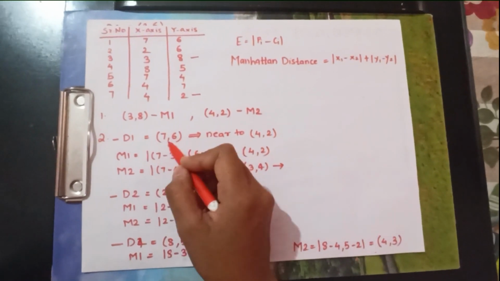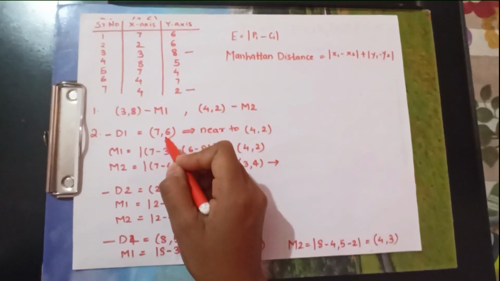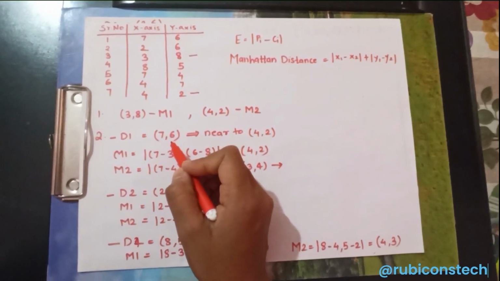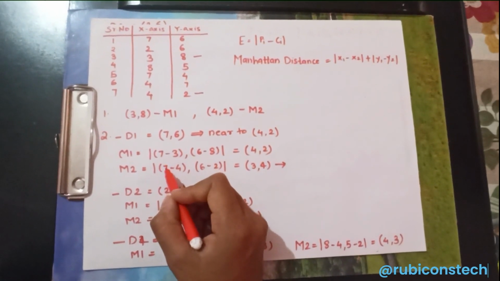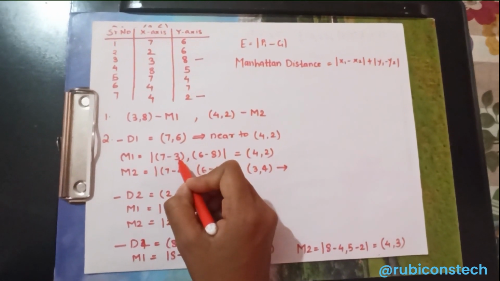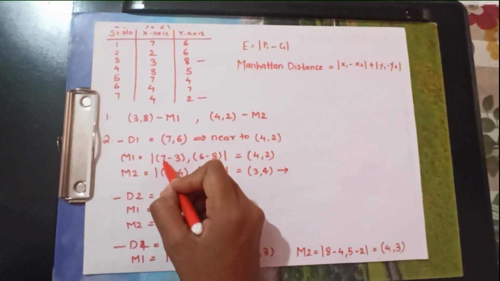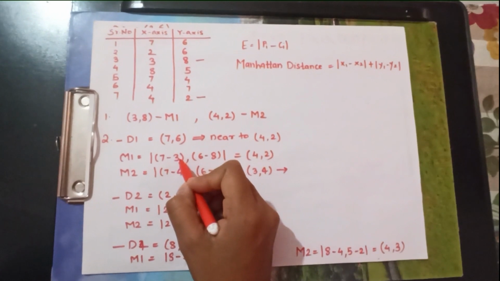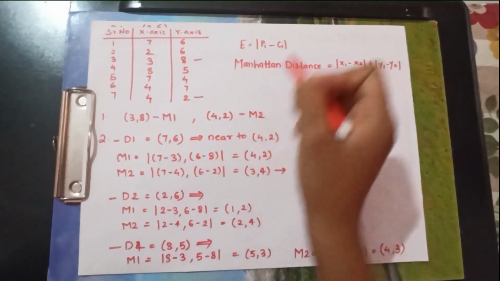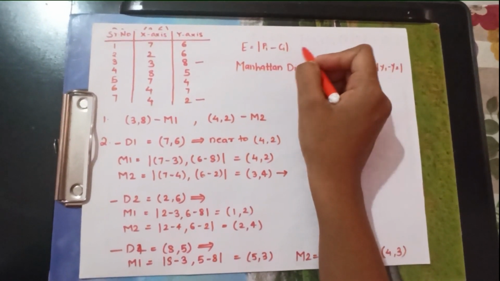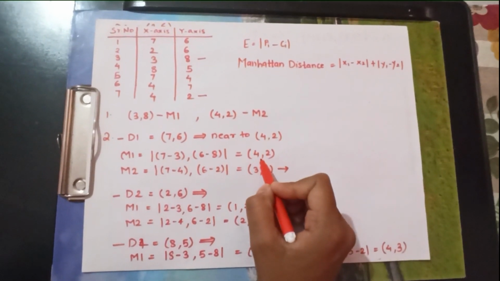So for data point 1, that is (7,6), we will calculate the distance for both the medoids to check which medoid is near to this data point. For medoid 1, that is (3,8), we calculate 7 minus 3 comma 6 minus 8, where 7,6 is the data point and 3,8 is the selected medoid. We have calculated this using the formula for the dissimilarity between the medoid and the data point. We get the answer as (4,2).